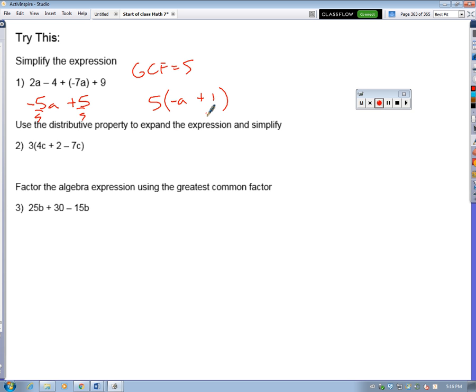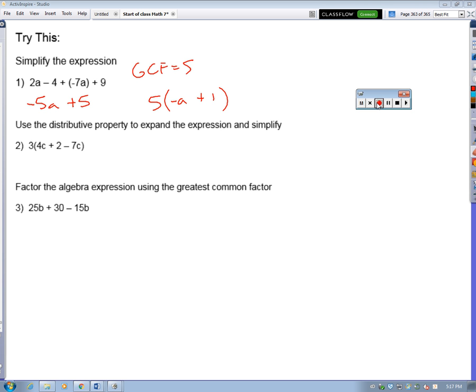5 divided by 5 is 1. In this case, it's negative 5. 5 divided by 5 is 1. So I would accept either one of these answers: negative 5a plus 5, or 5 parentheses, negative a plus 1. They both mean the exact same thing.